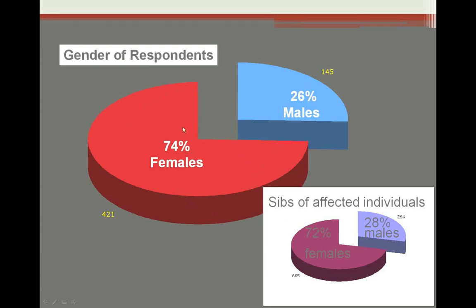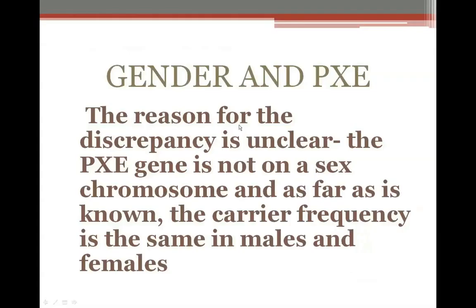This is the gender response to our questionnaires. And we figured, maybe it's just that men don't tend to answer these things or they're not as forthcoming with information. So we asked people who had PXE what the gender of their affected siblings was. Then we removed the ones who got mentioned twice, because if a man mentioned a sister and a sister mentioned her brother, we'd have to cancel that out. We have both of them in the registry already. And we found that of the siblings, 72% were female and 28% were male. So it's clearly not just selection of who enters the survey.